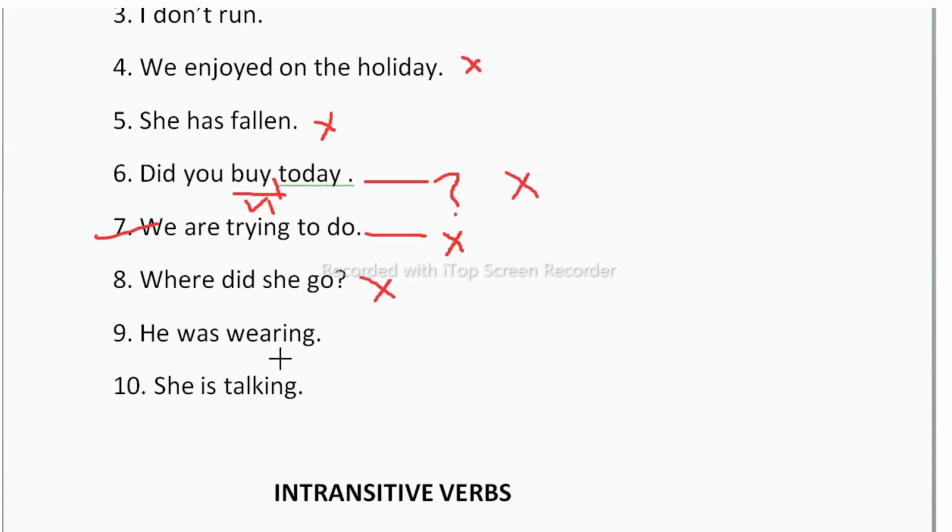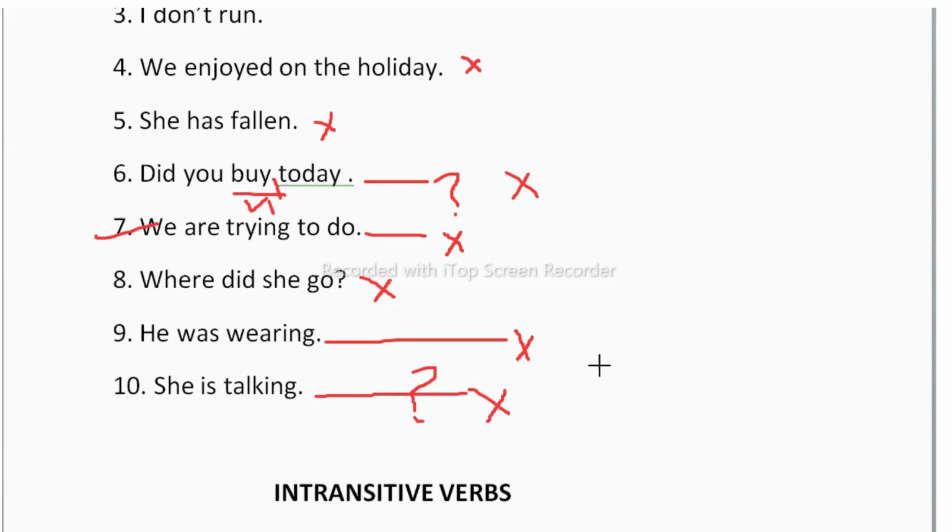Now the next one, he was wearing. What is he wearing? The object is again missing here, so that's why it is also an intransitive verb. She is talking. Talking to someone. Talking with whom? She is talking to her friend or to someone else. So the object is again missing here, so that's why it is also an intransitive verb. So these all are the intransitive verbs here.